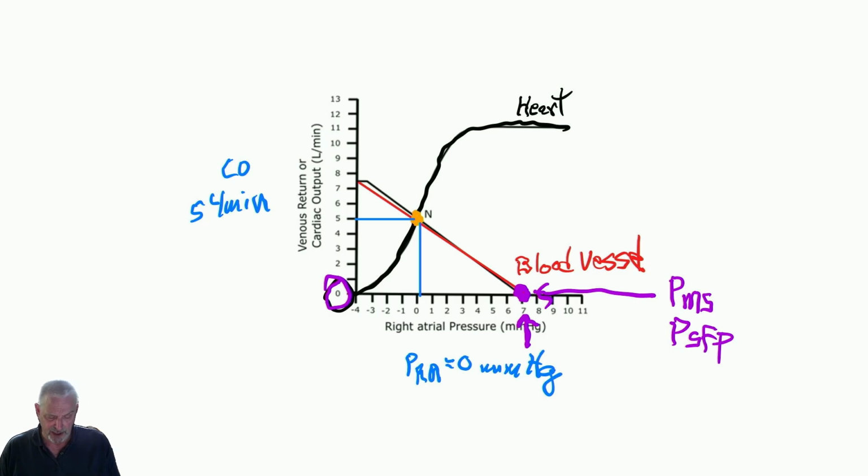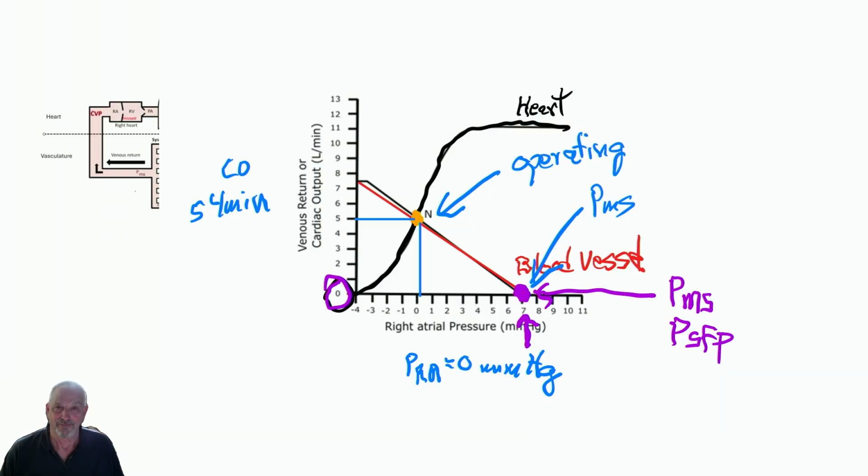So whenever you look at these curves, pick out this point and pick out this point. This one is the mean systemic filling pressure, and this is the operating point. Very important points to pick out.